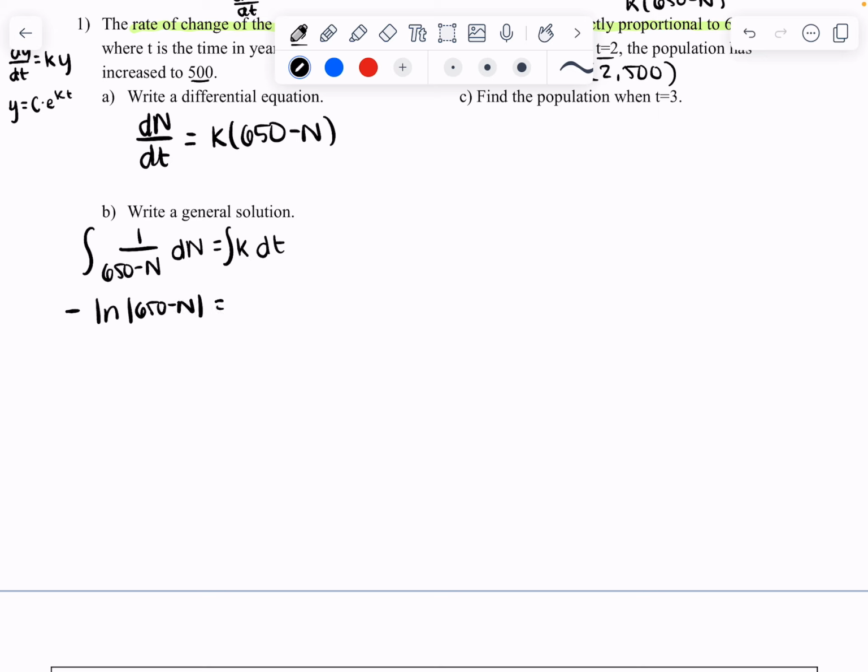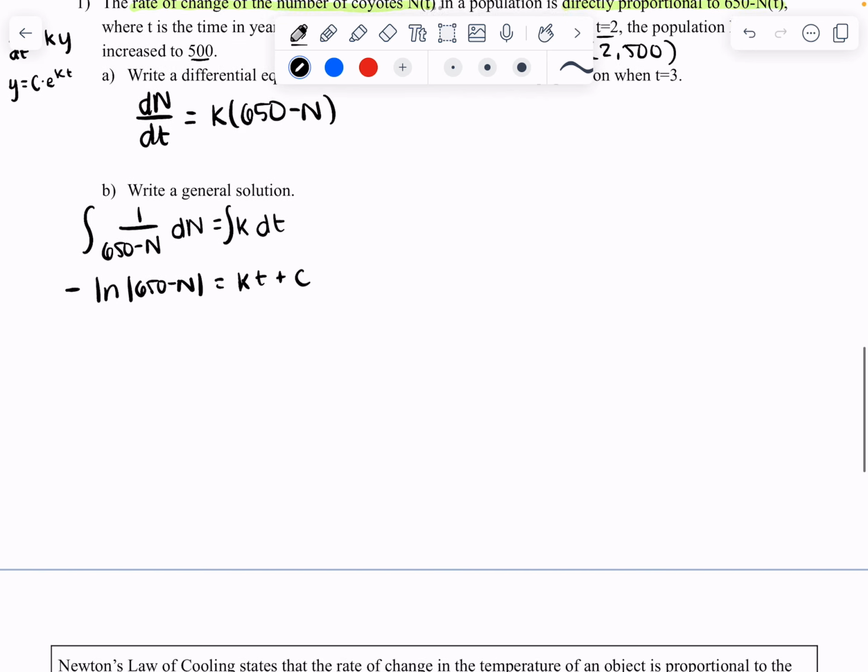And you actually get kind of lucky in this case if you forget about the negative, which is a common mistake to make. If you forget about that negative out front, the problem ends up working itself out because you have to find k and c anyway. So if you forget it, it's not really a biggie.